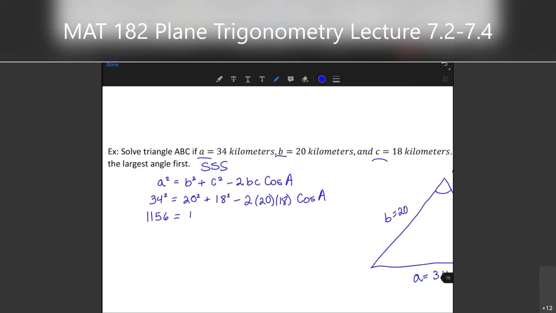We get 400 plus, we know our squares, this is not too difficult. 18 squared, yep, it's 324. And then we'll have a constant on this last bit that's going to be negative. We have 2 times 20 times 18, and that will end up being, yep, correct, 720. So 720 there.